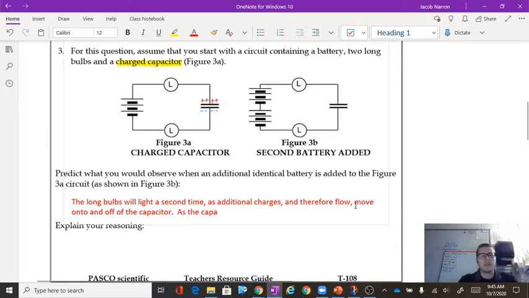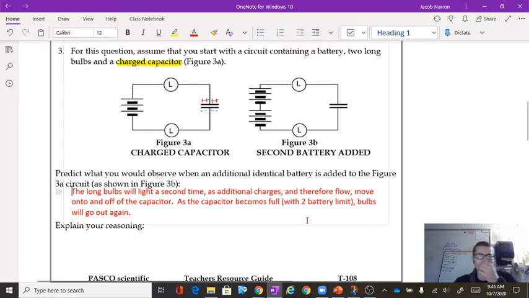As the capacitor becomes full with 2 battery limit, how about that? Bulbs will go out again. There we go. That's what I'm looking for there. There we go. That looks great.